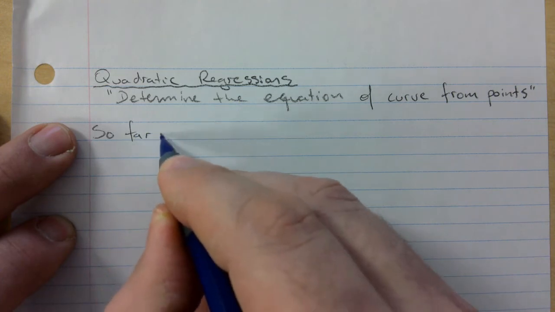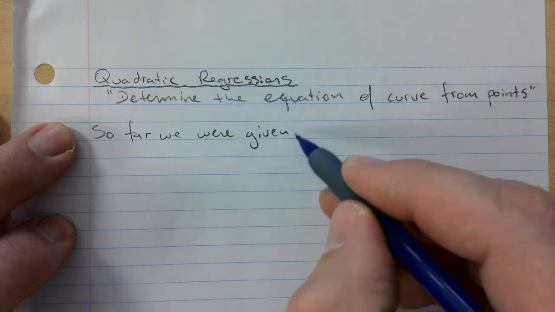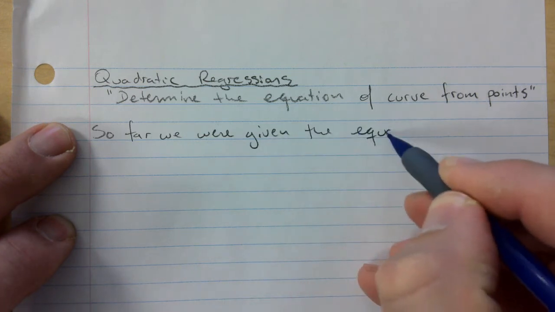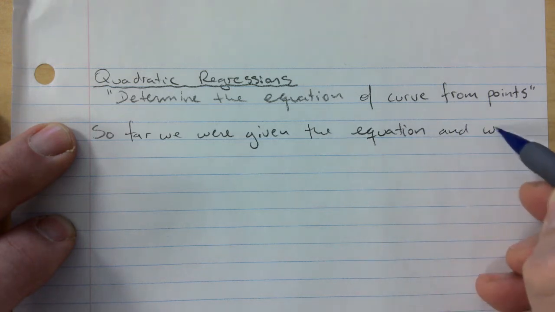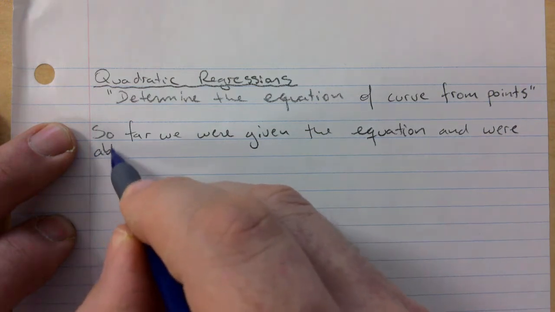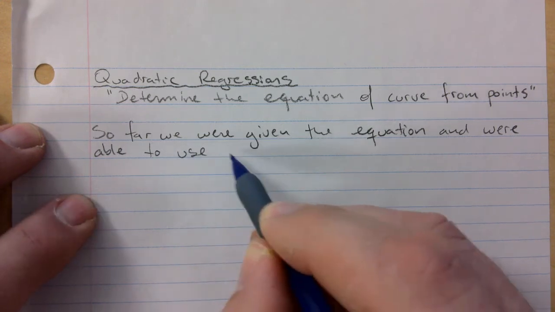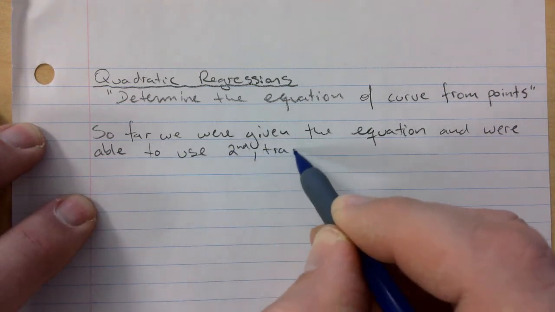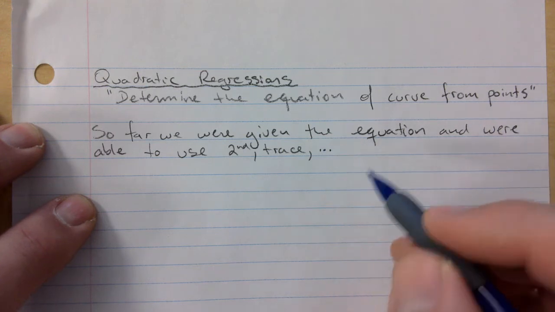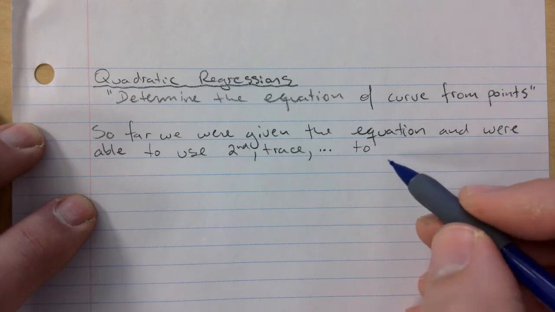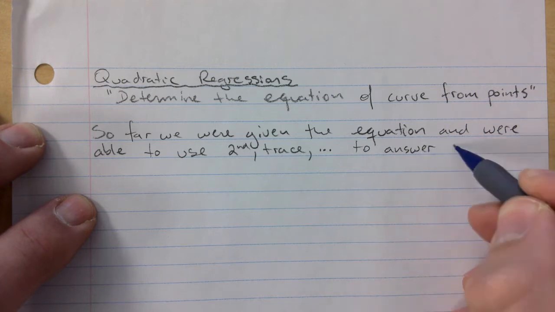So far, we were given the equation and we're able to use second trace, dot dot dot, right? To answer questions.